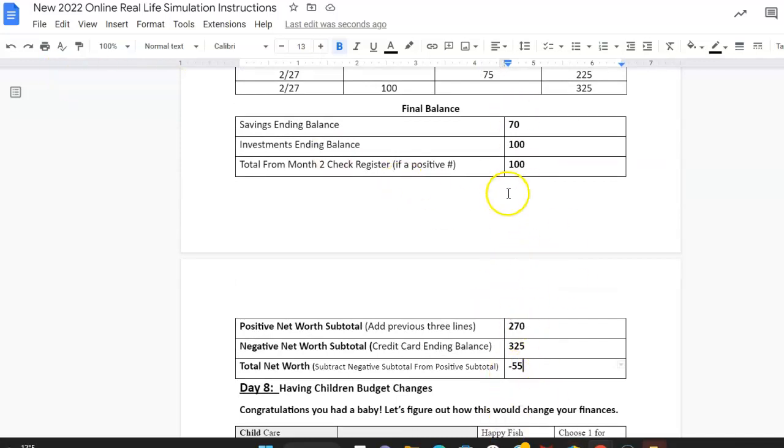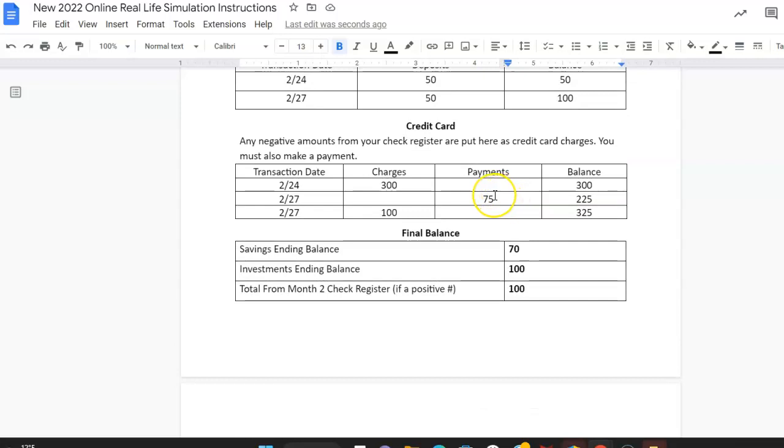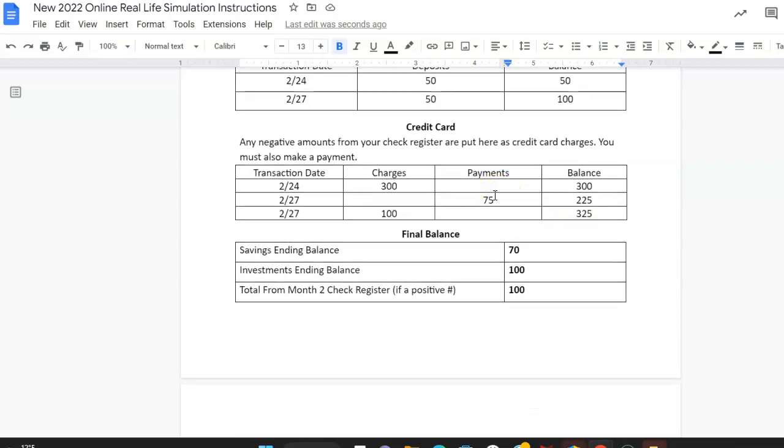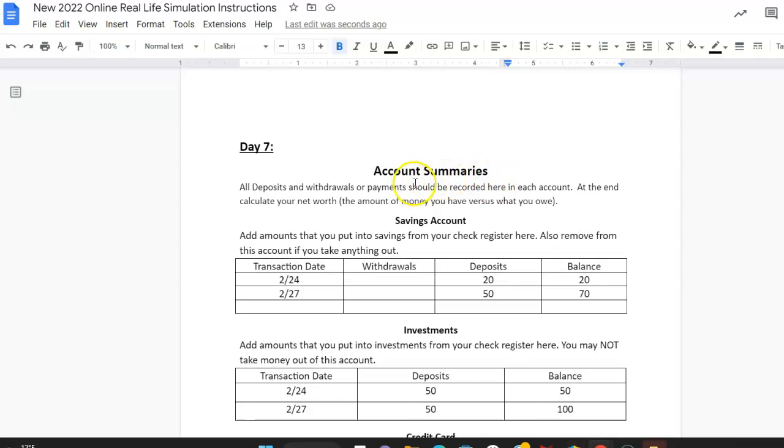It's something along these lines, but it needs to fit with your information and what you have in your check register. So a reminder, the account summaries need to match what you are doing in your actual check register.